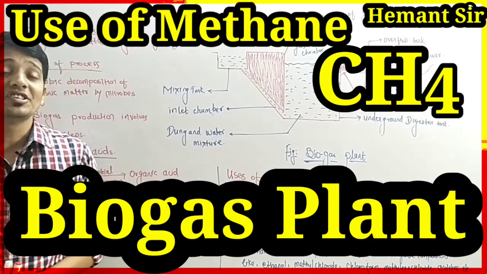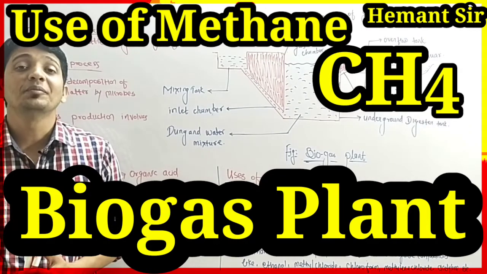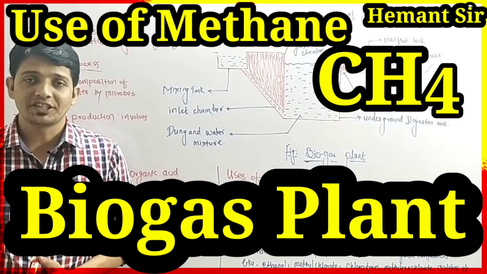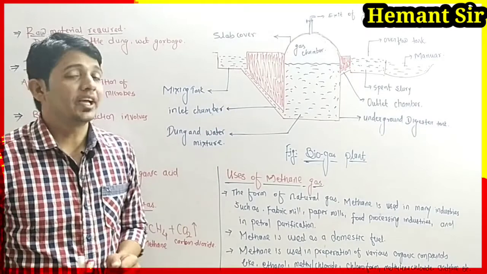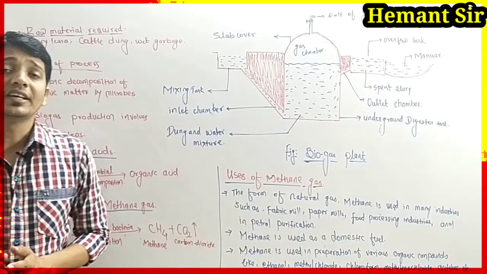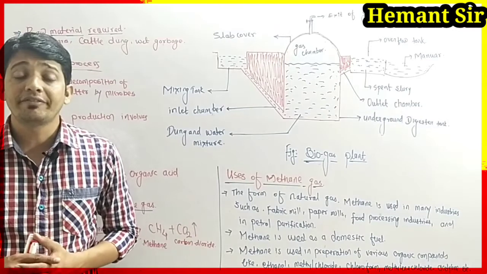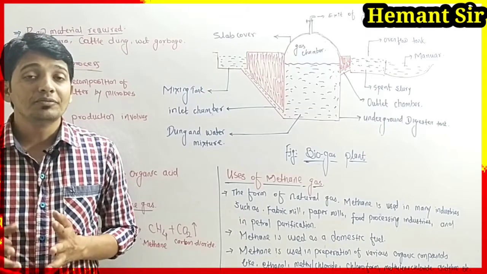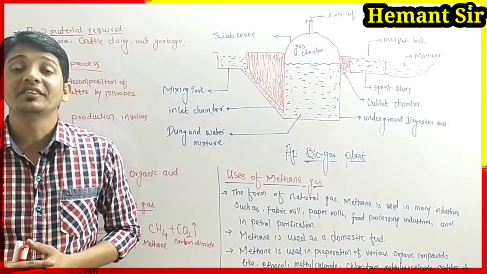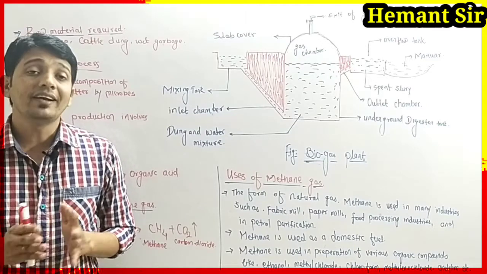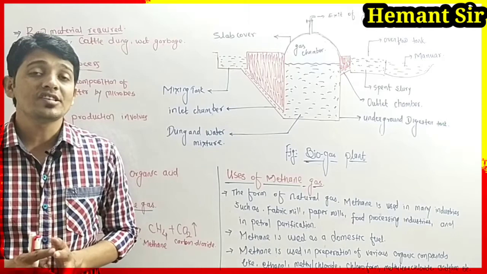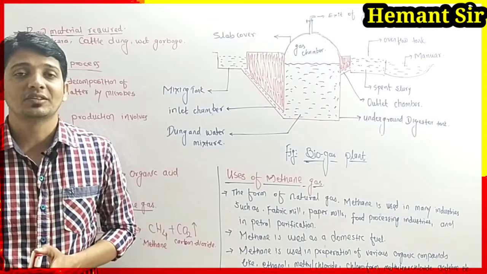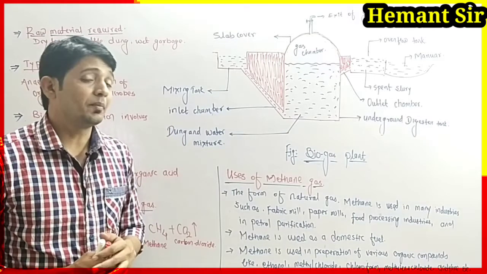So today we are going to understand the very important concept, which is the biogas plant. That means we have to understand the production of biogas by using the biogas plant. We know biogas is a very useful domestic fuel which is used in most of the villages where the farmers rear cattle. The cattle give their organic waste. This organic waste is used in the biogas plant for the production of biogas. So today we are going to understand the biogas plant.